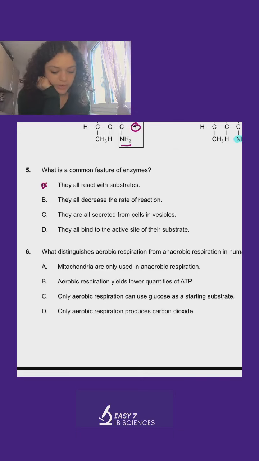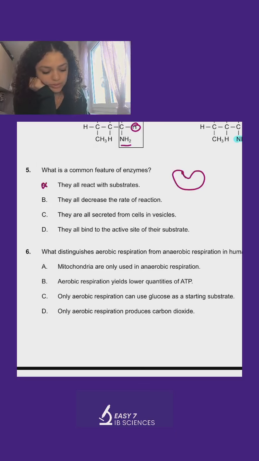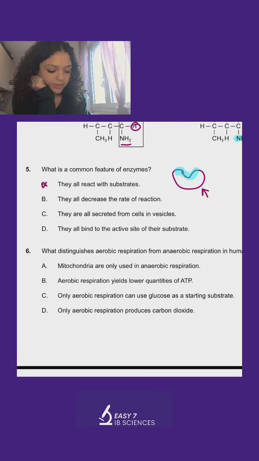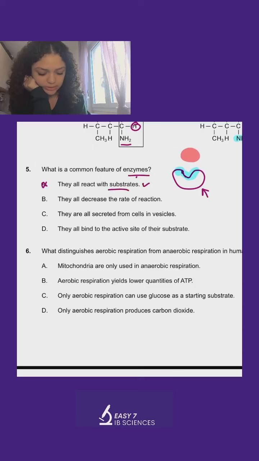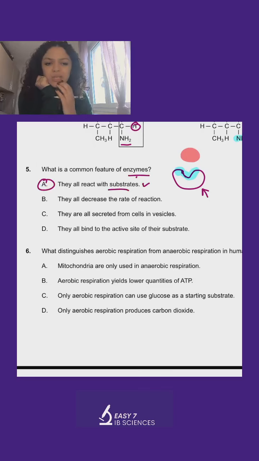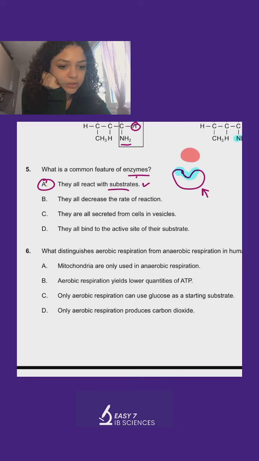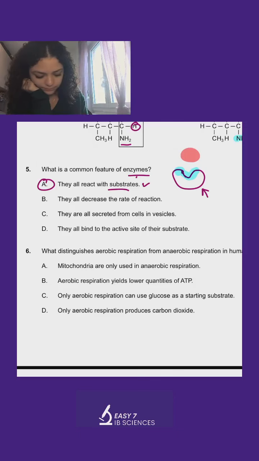So this is an example of a globular enzyme, just a quick drawing. We have an active site where the substrate binds, and this is our substrate, it comes and binds here. So yes, all enzymes react with substrates. We can say that that's correct. They all decrease the rate of reaction. Do they decrease, or do they increase the rate of reaction? They increase the rate of reaction. So actually, B is incorrect.